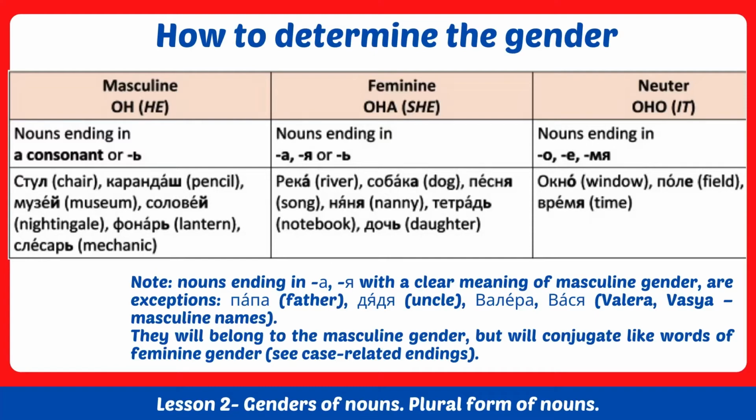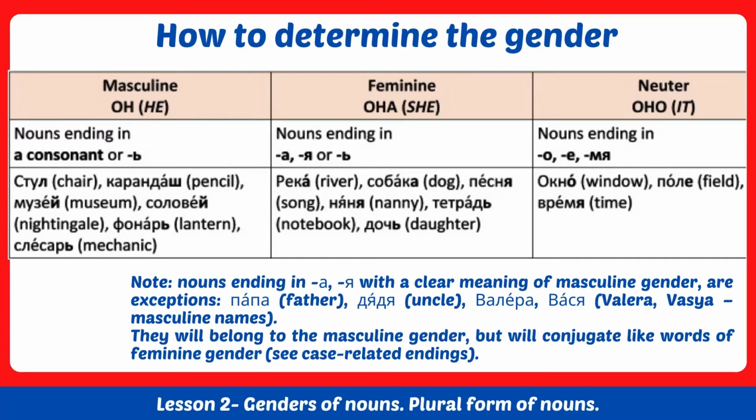To feminine gender belong nouns ending in a, ya, or also soft sign. Река, a, the ending. Собака, a, the ending. Песня, я, the ending. Няня, я, the ending. Тетрадь, soft sign. Дочь, soft sign. We will speak about the difference between the masculine and feminine nouns ending in soft sign in the next slide.